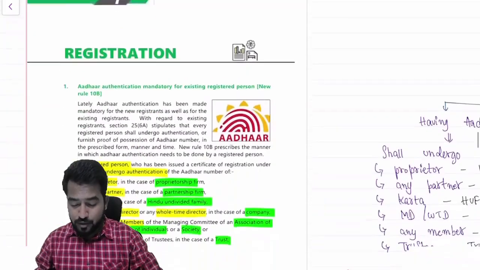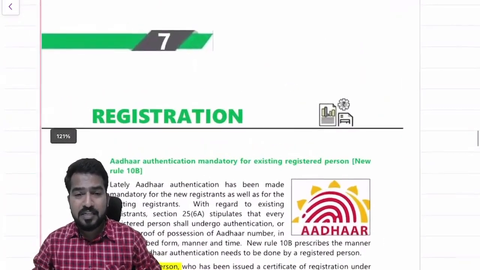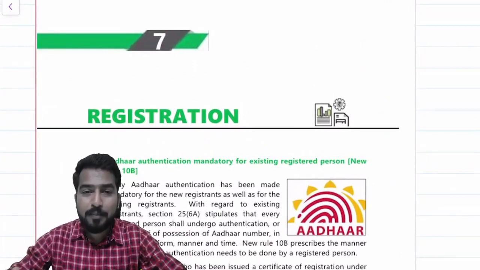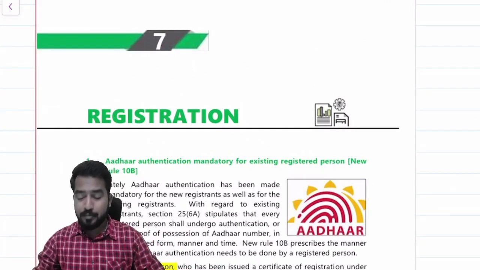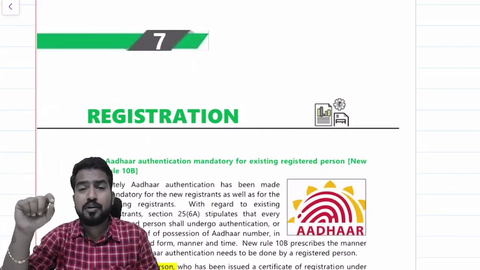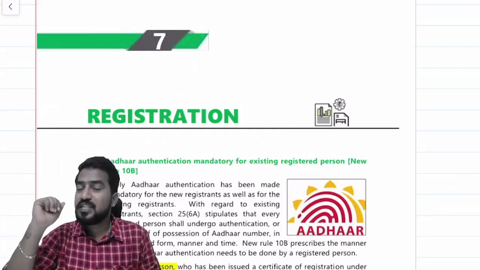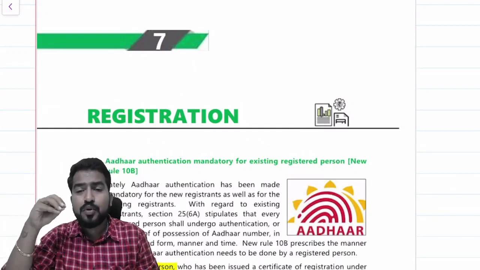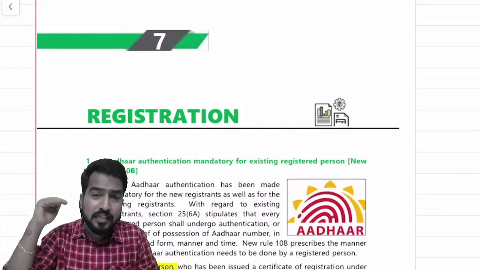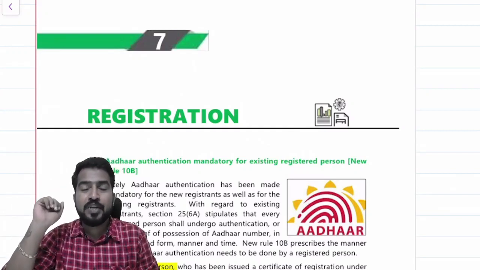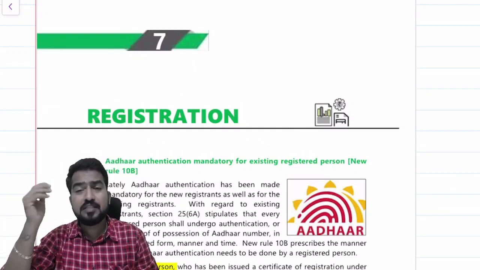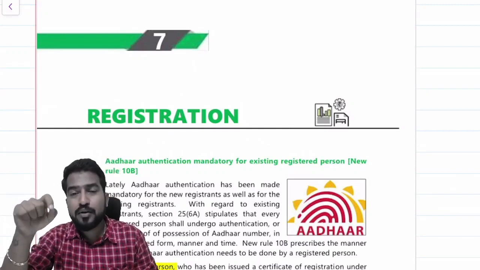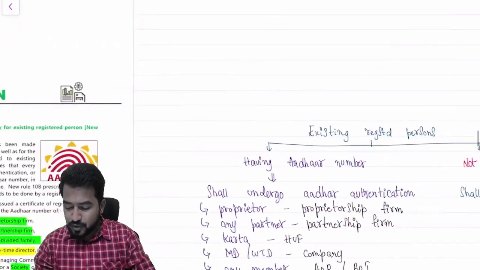Now we are moving into chapter number 7, registration, the amendments. Here in chapter number 7 also, as I was saying, there are no complicated amendments, so nothing to worry. So what is the amendment here? As you are aware, when you apply for new registration under GST, you shall go for Aadhaar authentication. Now they have made it mandatory even for the existing registered persons under GST. That means those who have already applied for GST registration and got themselves registered under GST now have to undergo Aadhaar authentication.